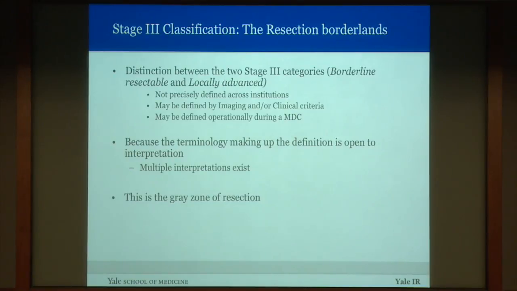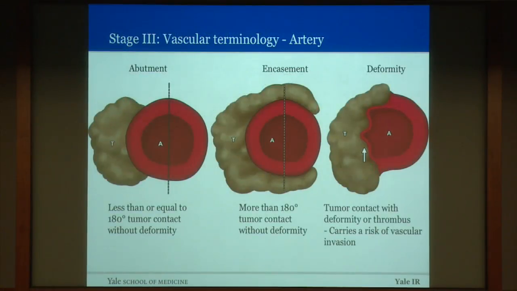And these are broadly defined terms, and because the terminology is not precise report language, it means that certain institutions will interpret it in different ways. So that's why this is the gray zone of resection. So let's go back to the blue-back speller. These are how the society wants to define the terms.